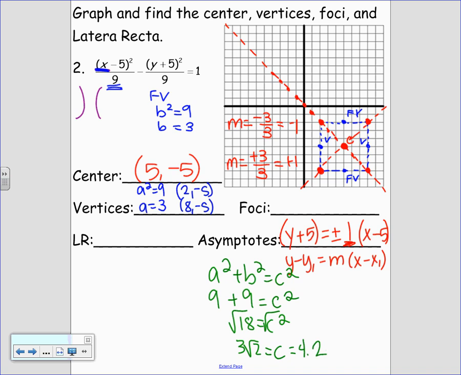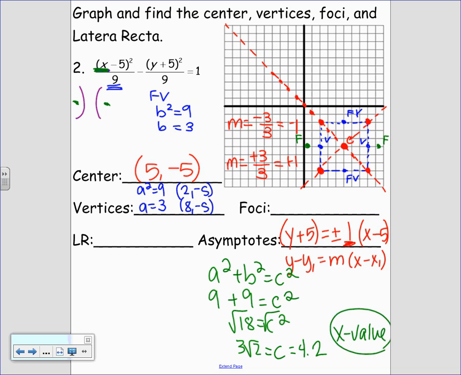So to get my focus, all right, again, x is what's leading here. I have to put a focus inside each of those. So 1, 2, 3, 4.2, there's a focus. 1, 2, 3, 4.2, there's a focus. Okay, those are x value changes.